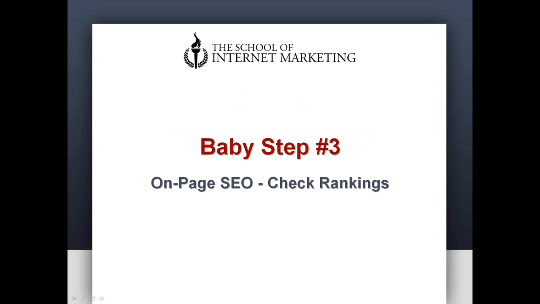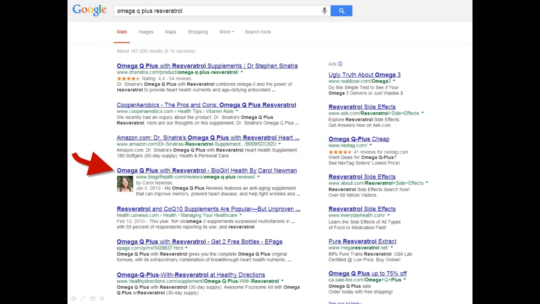So then baby step number three is checking the rankings, on-page SEO, checking the rankings of the page. Then we can take those 10 keyword phrases and go through them one at a time and see where we're ranking in the natural results. So in Carol's particular case, Omega Q Plus, resveratrol, she's number 4. And she can start to get a feel of who her competition is here too. She can see the number one competitor in her particular case happens to be Dr. Sinatra at the very top, who is also her merchant. And she outranks him in some cases. In some cases, he outranks her.